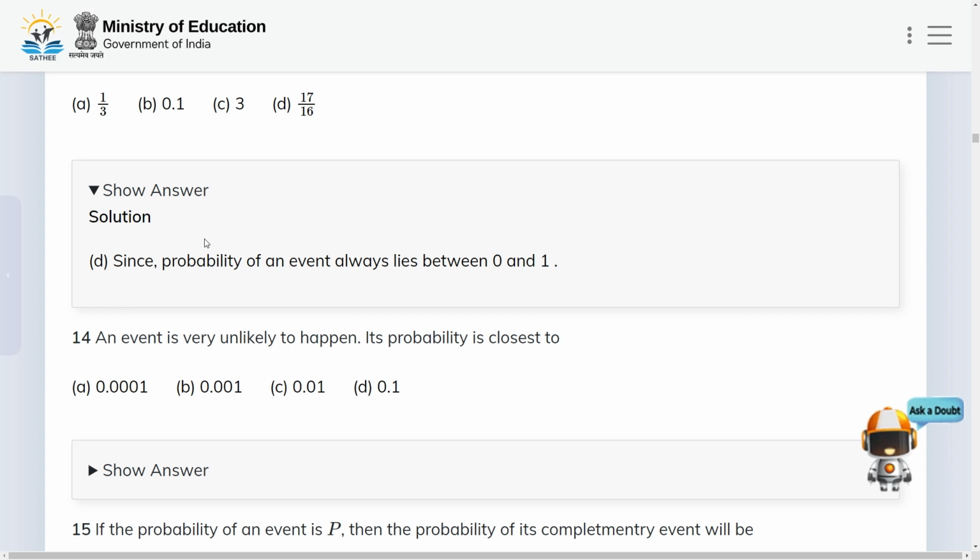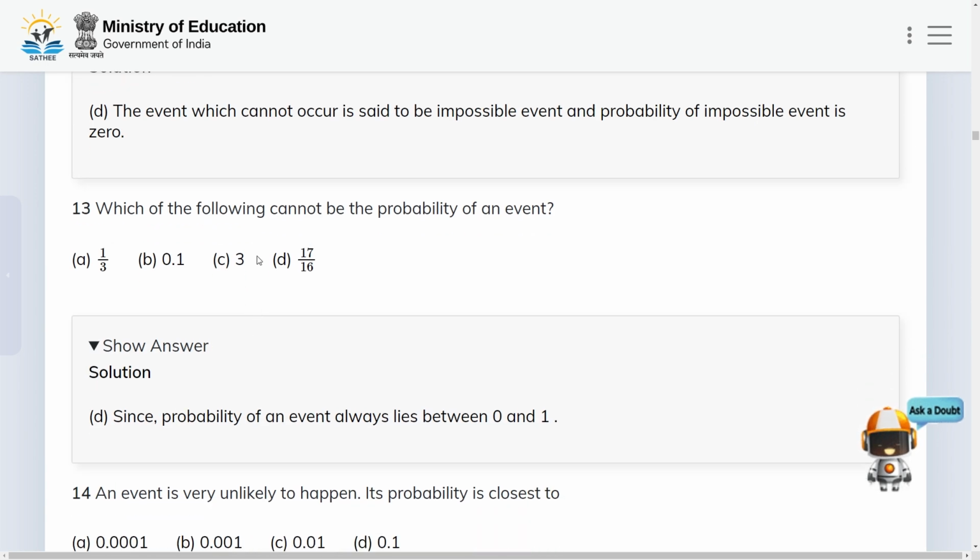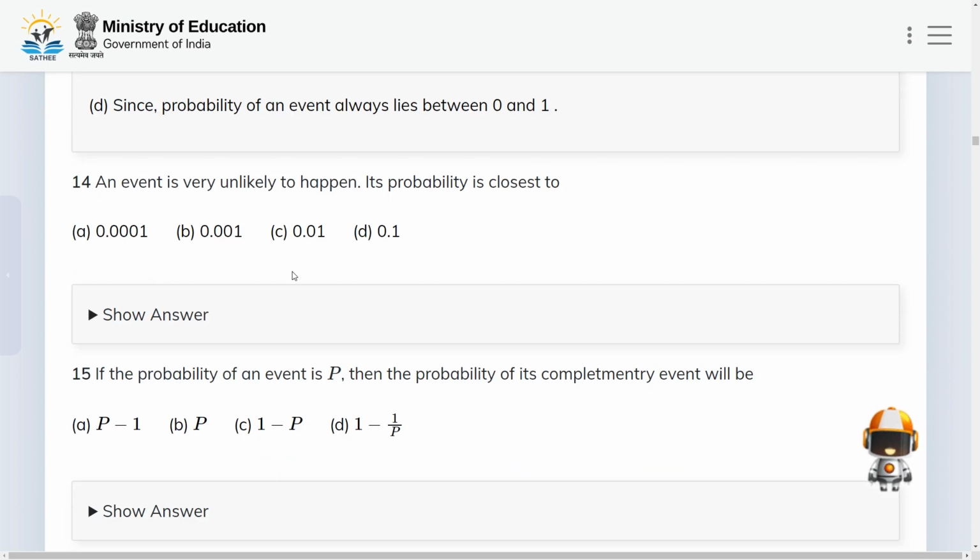This value is greater than 1. So this value, in option D we have given 17 by 16. This is actually greater than 1. So here the probability of an event cannot be 17 by 16. So the correct answer is option number D.